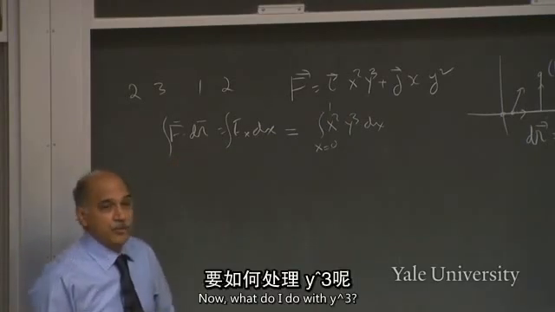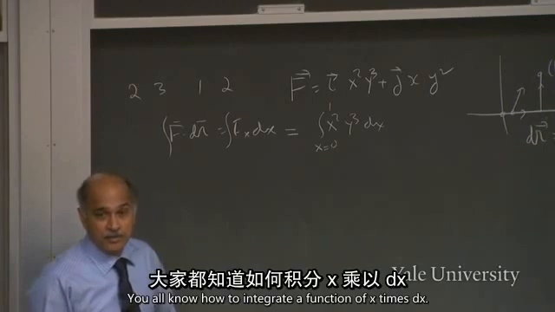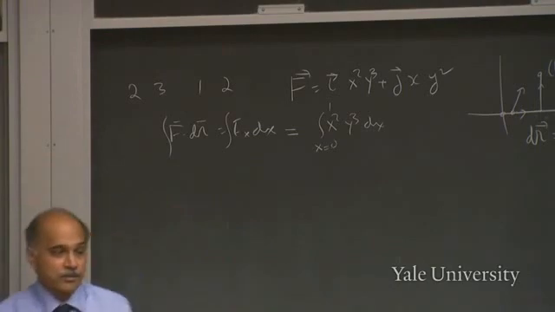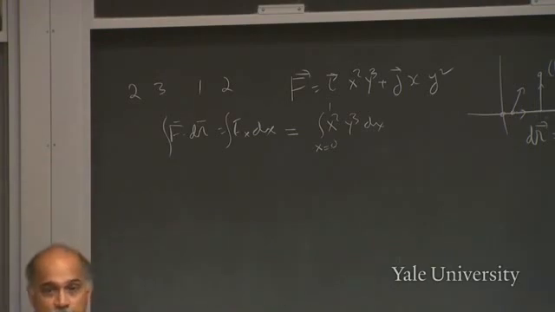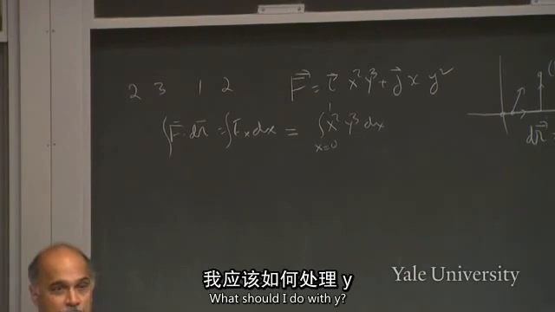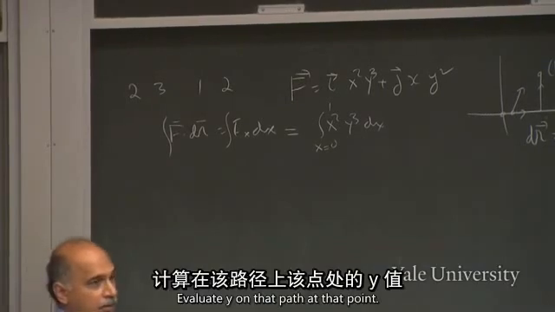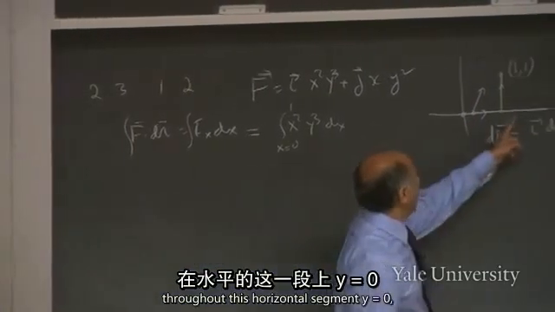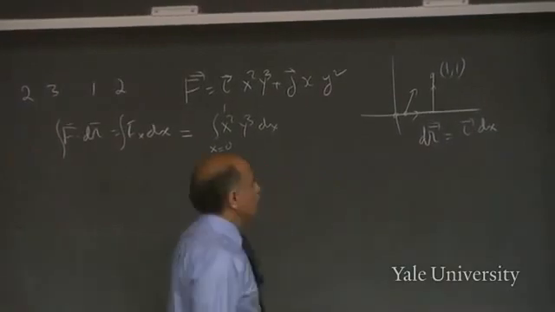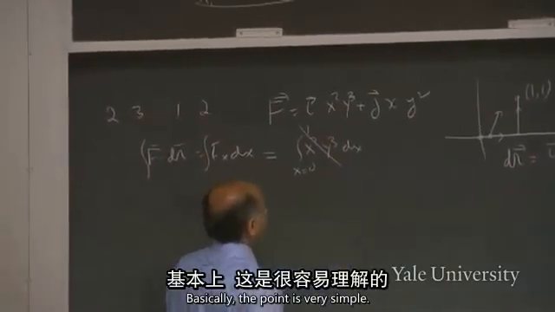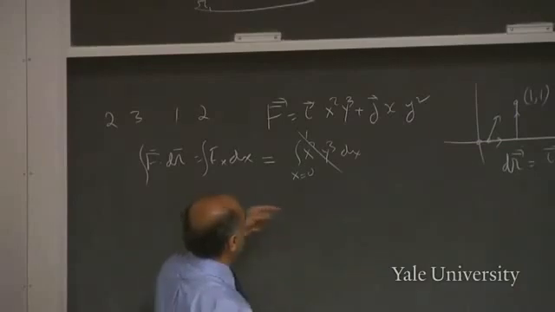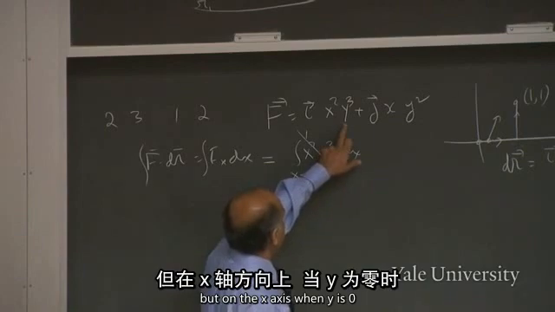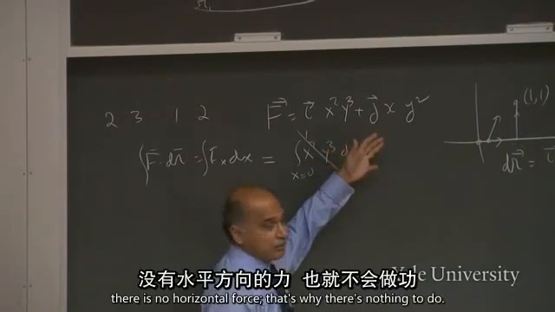Now what do I do with y cubed? You all know how to integrate a function of x times dx. What do I do with y cubed? What do you think it means? Pardon me? What should I do with y? You evaluate y on that path at that point. Well, it turns out throughout this horizontal segment, y is 0. So this is gone. Basically, the point is very simple. When you move horizontally, you're working against the horizontal force that is doing work. But on the x-axis, when y is 0, there is no horizontal force. That's why there's nothing to do.